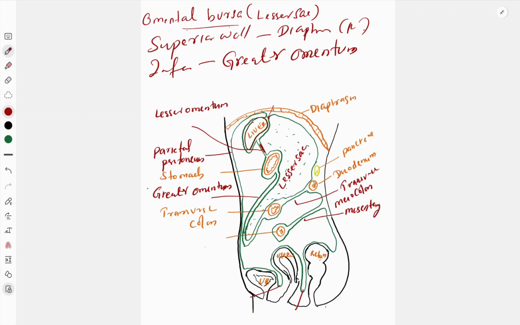Then on the right side, what is there? On the right side we have the right free margin of the lesser omentum. Then on the left side, what structure is there? On the left side we have the greater omentum. Then we have the gastrosplenic ligament and lienorenal ligament. From the stomach to the spleen we have the gastrosplenic ligament, and from the spleen to the kidney we have the lienorenal ligament. So on the left side it is closed by the greater omentum, gastrosplenic and lienorenal ligaments.